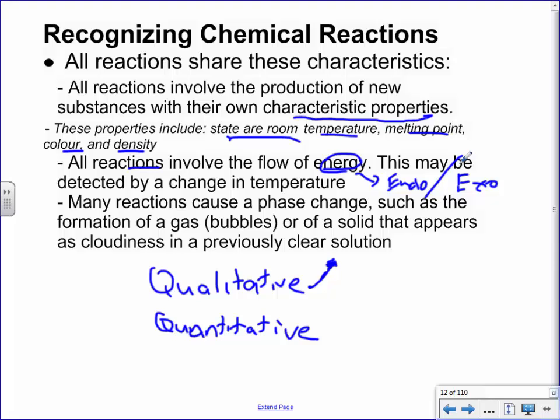It might be a very small amount of energy. It might be very, very large. For example, combustion gives off a huge amount of energy. Very noticeable. Whereas rusting requires a little bit of energy. Not a lot, but just a little bit. So sometimes you'll notice the energy changes, sometimes you won't. Okay? But they all have at least some give or take. You may also notice things like formations of gases or solids that appear. Those are usually indications of a chemical change as well.